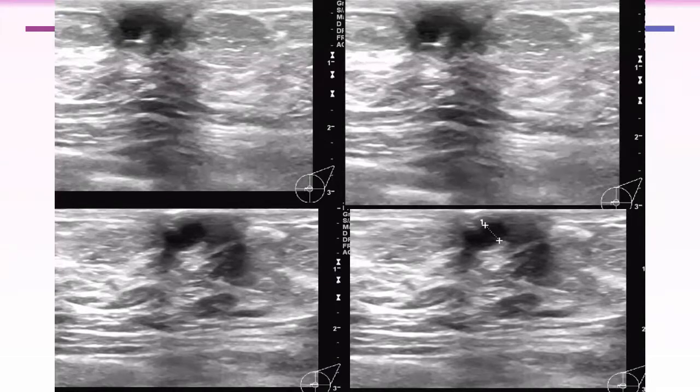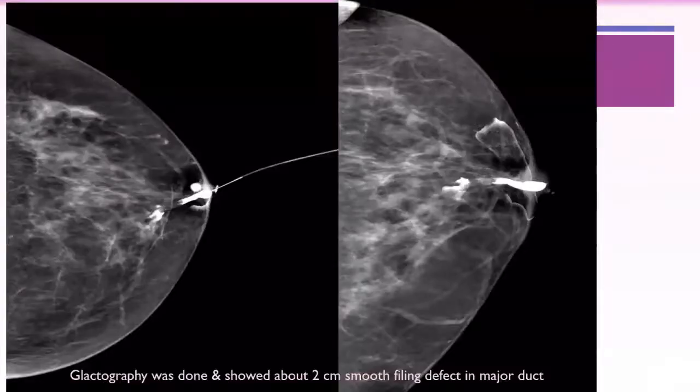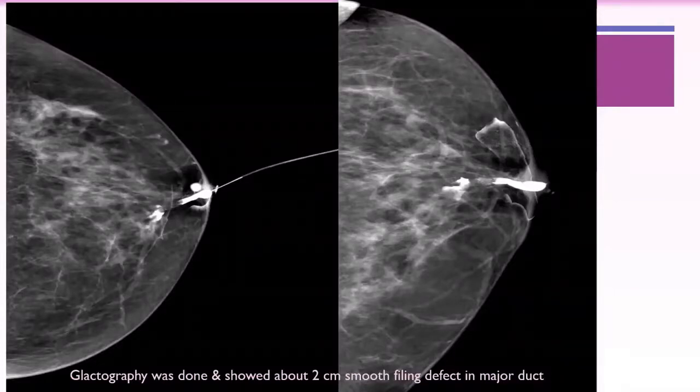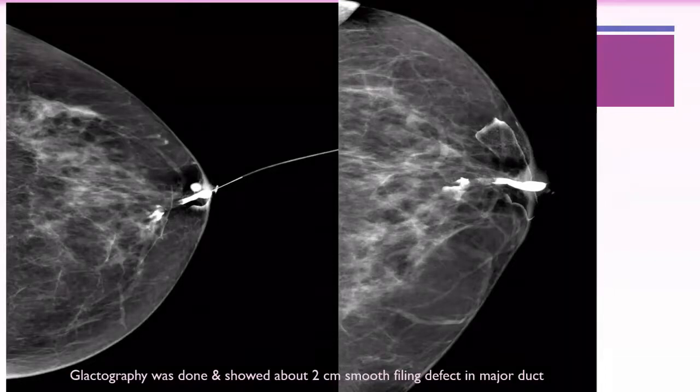We need another study. I had done galactography for her. What does it show? Yes, there is a filling defect within it, at the posterior aspect of the duct. Describe the filling defect. It takes the shape of the duct itself, longitudinal. A non-expanding 2 centimeter smooth filling defect a few centimeters from the nipple within a major lactiferous duct.